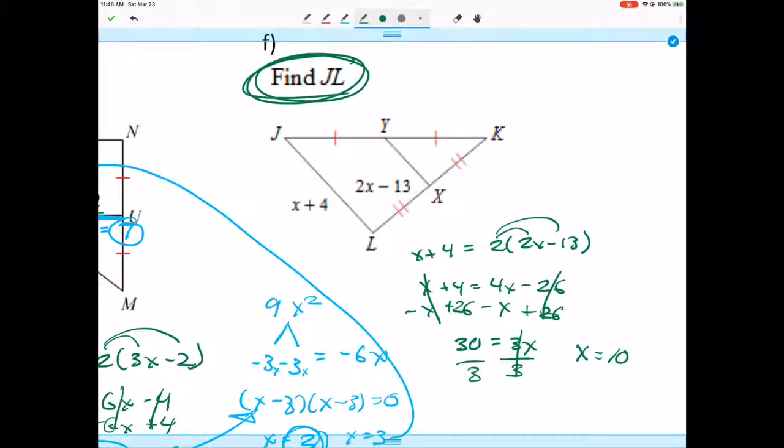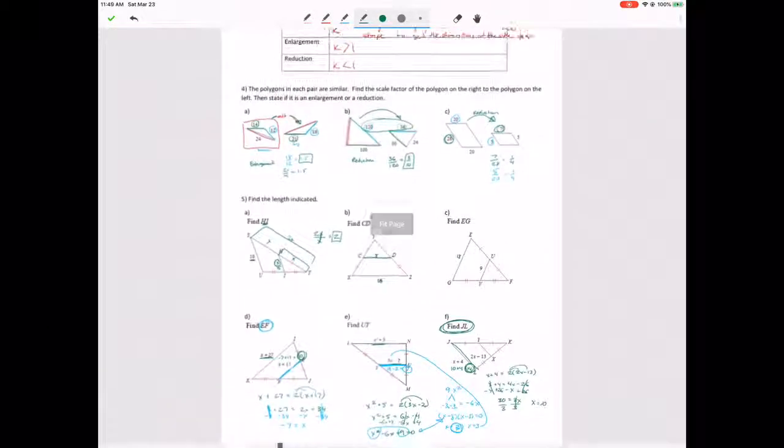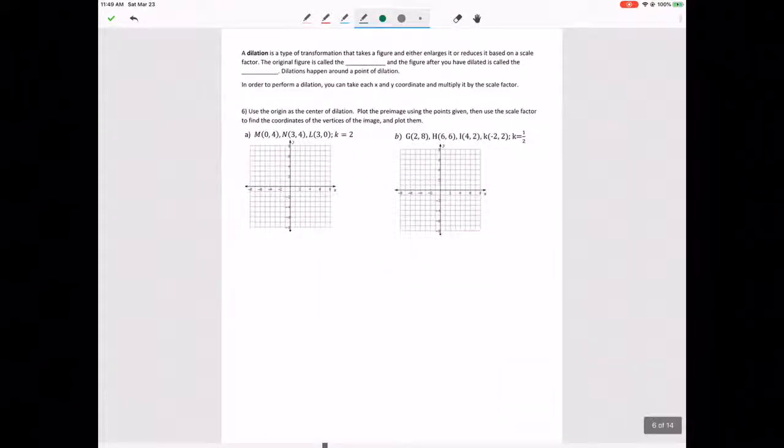They're asking for JL, so we'll plug 10 in there. We'll get 10 plus 4 equals 14. That would be our answer. Whew. Gosh, this is a long one.